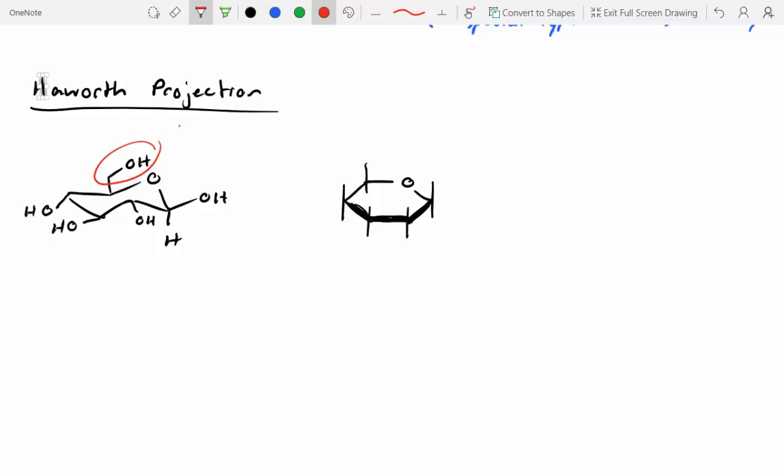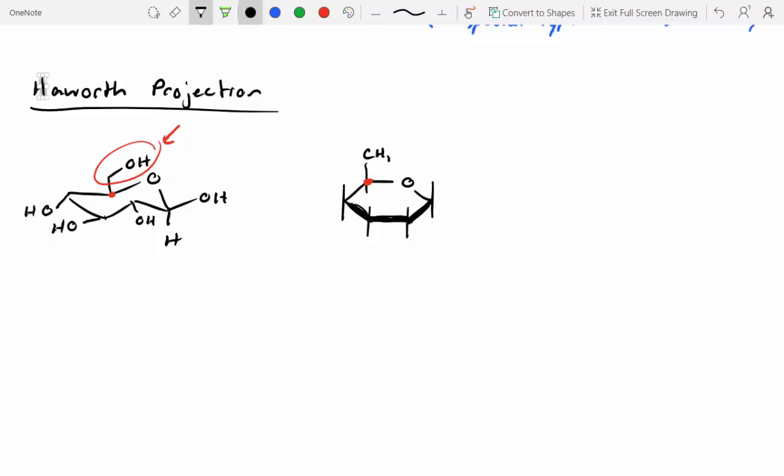So we're trying to look at this substituent coming off the ring. If we think about this carbon, it's labeled in red, right? It's right next to the oxygen. But we're trying to determine that CH2OH group. Is it going to be sticking up or down? Up, right? Because this hydrogen that's not really drawn in is sticking down, right? So let's finish drawing in our Haworth projection.